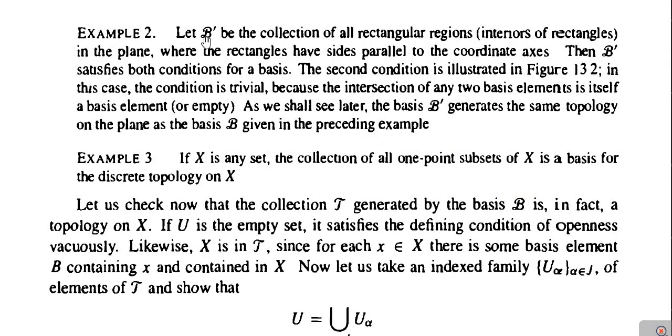Consider the second example. Let script B dash be the collection of all rectangular regions, means the interiors of rectangles in the plane where the rectangles have sides parallel to the coordinate axes. So all those rectangles we are considering as members of script B dash such that the rectangles have their sides parallel to the coordinate axes. Then clearly script B dash satisfies both conditions for a basis, and we will check both those conditions.